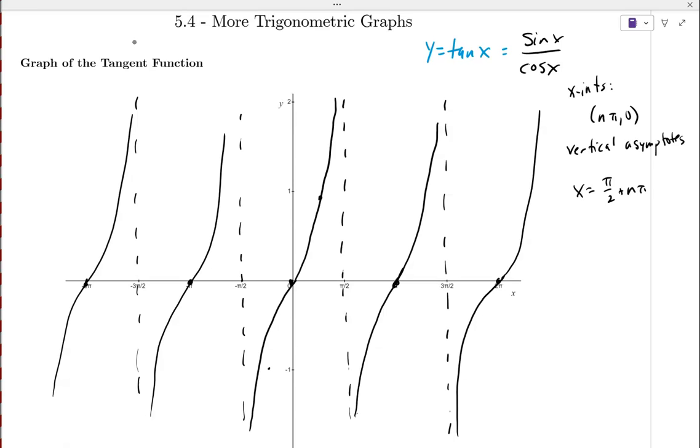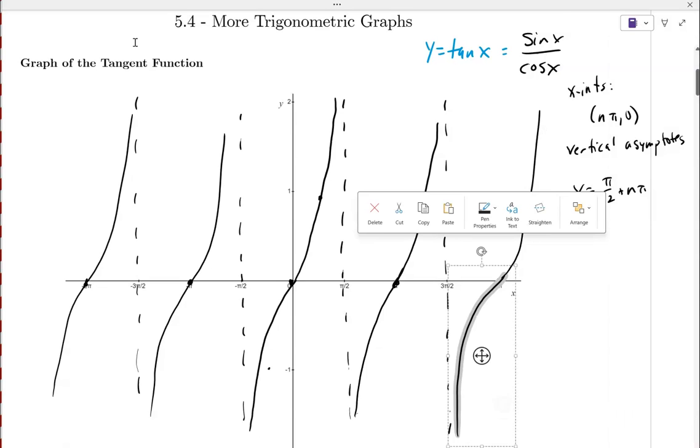Remember, these are the x-coordinates of where the cosine graph crosses the x-axis. Asymptotes are lines. And since they're vertical lines, they have equations x equals some number. That's why I have the x equals in there.